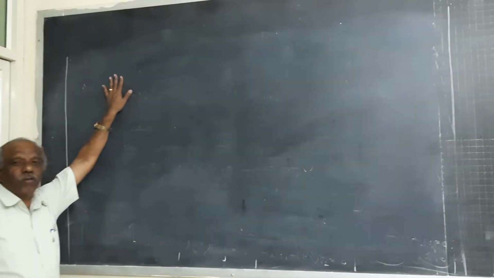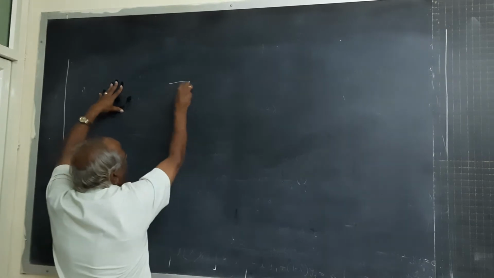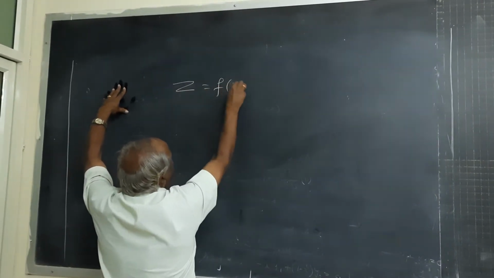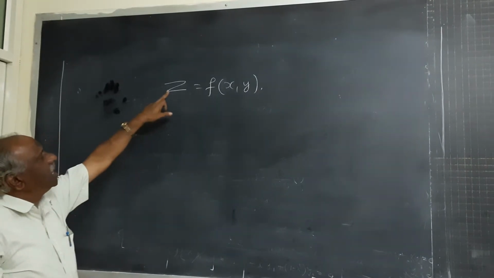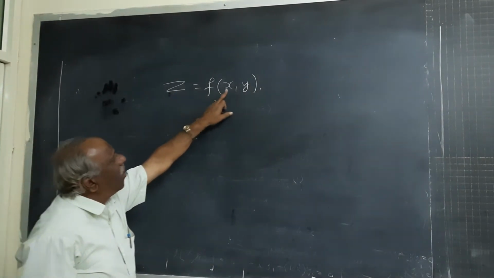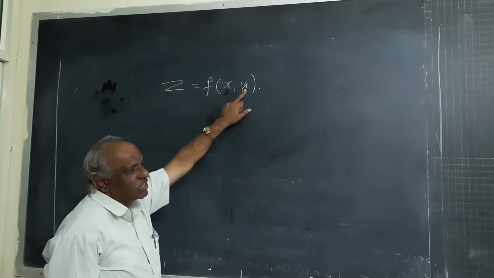Today I am talking about partial differentiation. Now, suppose I consider z is equal to f of x, y. It means z is the output depending on two inputs: one is x, another one is y.